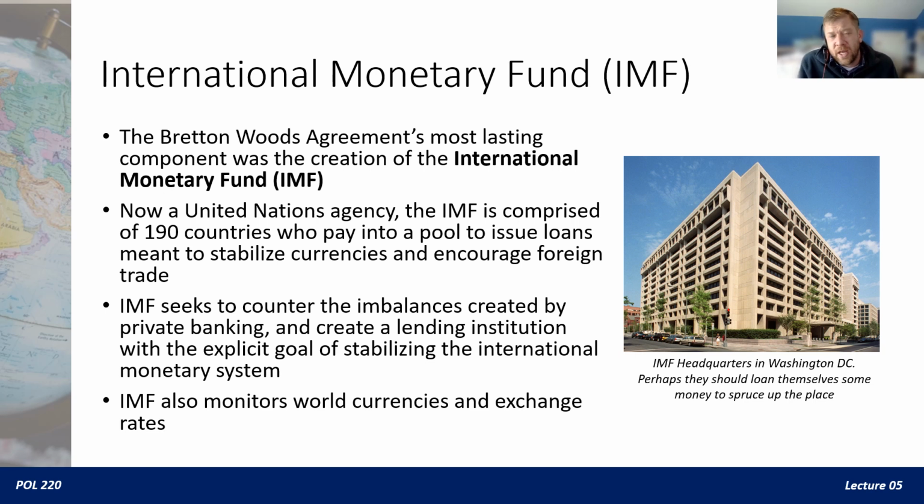There were a couple other things that the Bretton Woods Agreement did that have lasted longer than the fixed exchange rate. It created the International Monetary Fund, known as the IMF. It's headquartered in Washington, D.C. This is actually now part of the United Nations. We'll have a whole section where we talk about the United Nations in a few weeks. But it's comprised of 190 countries, so most countries on the planet. They pay into a pool of money to issue loans meant to stabilize currency and encourage foreign trade.